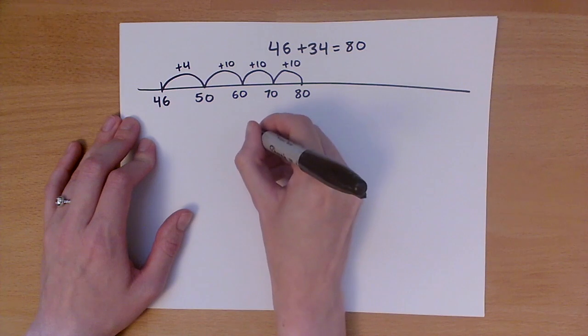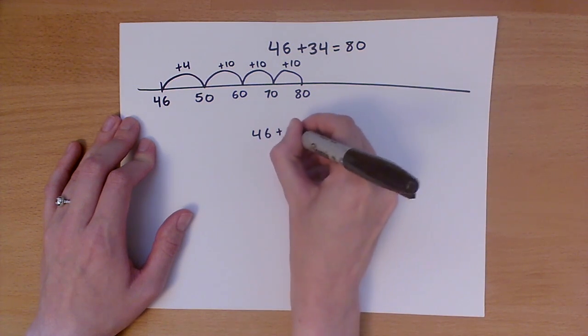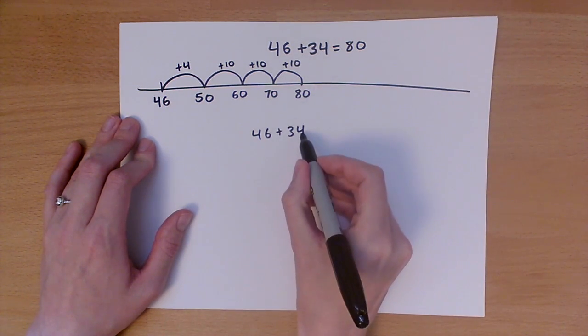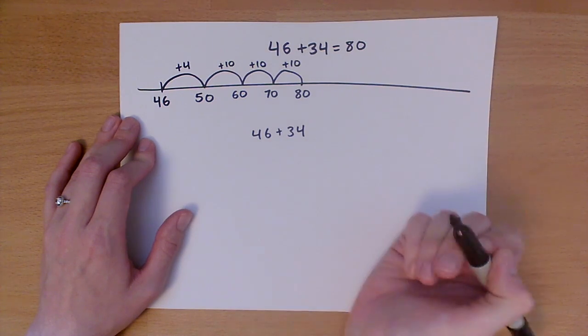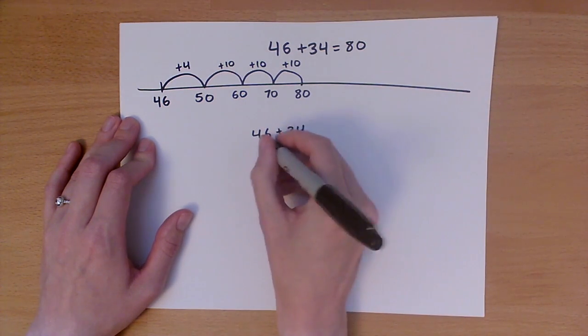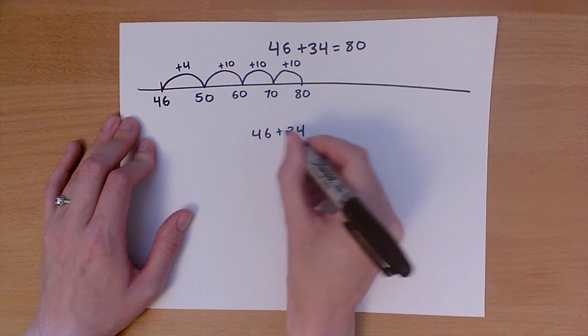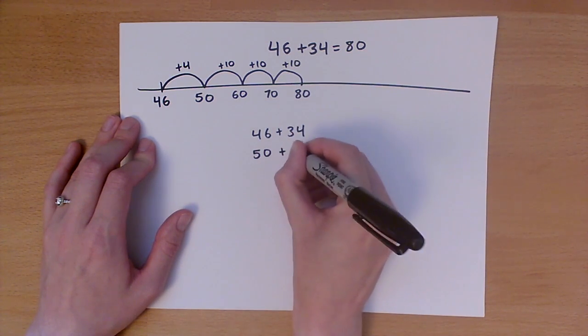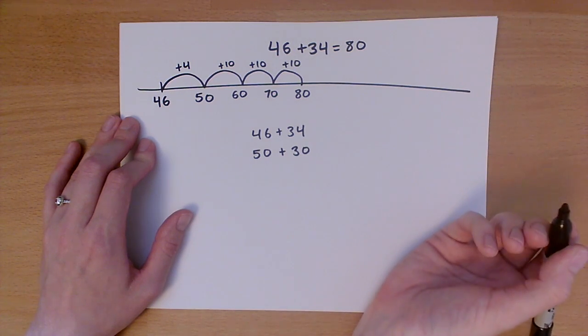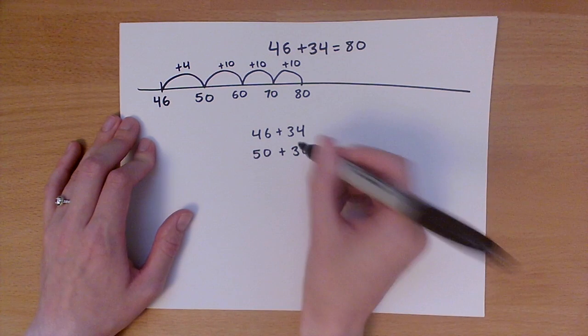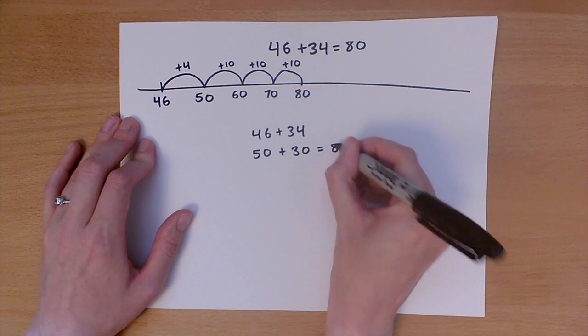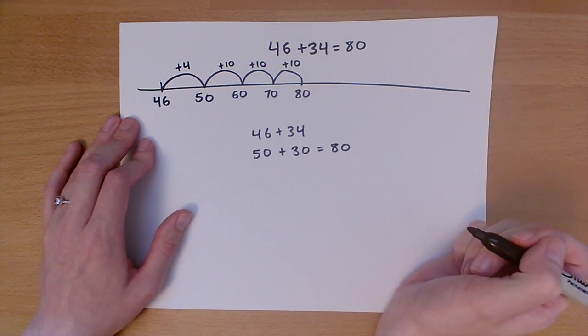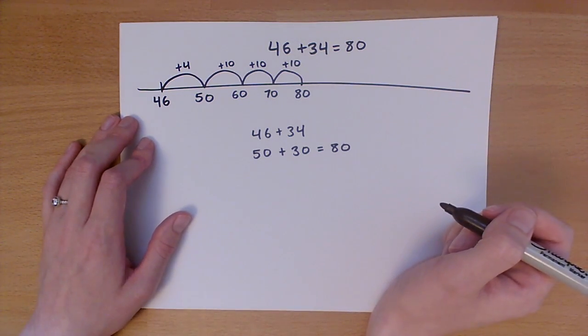Another way I could have solved that is by taking 4 from the 34 and giving it to the 46. So then, instead of having 46 plus 34, I'd have 50 plus 30. And I know that 50 plus 30 is 5 tens plus 3 tens. I know that equals 80. All right, let's look at our next equation.